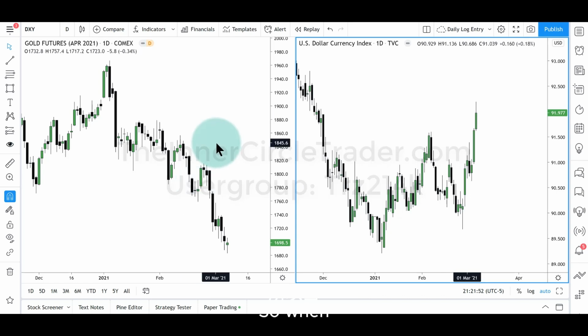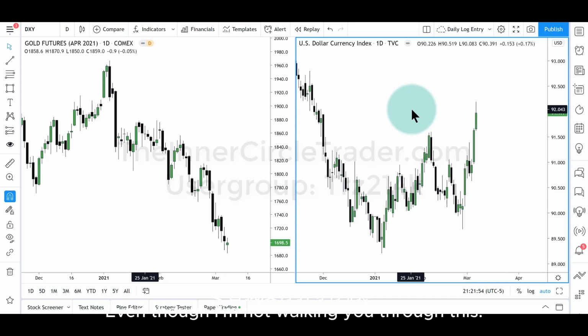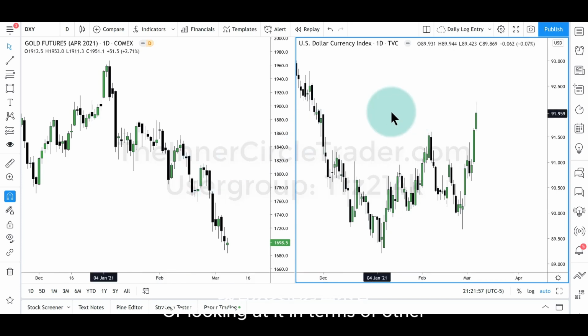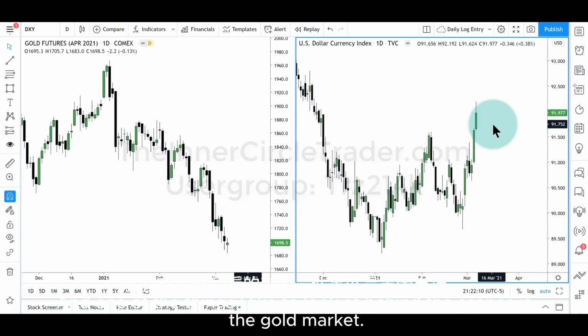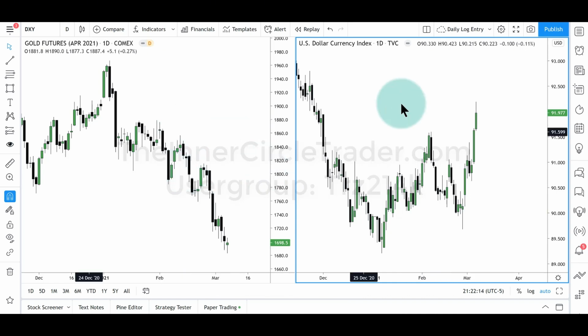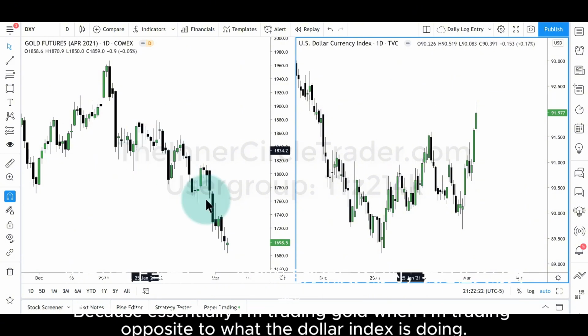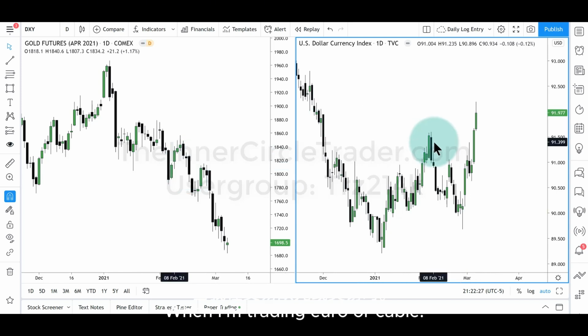Okay, so when I'm looking at dollar, even though I'm not walking you through this or looking at it in terms of other commodities that we'll talk about as we go throughout this year, the dollar doesn't always stand on its own with me. I have to look at other things that support it. And one of the things I like to look at behind the scenes is the gold market. And I don't trade gold a lot, but if there's an opportunity for it to be an event-driven move, then I will trade gold, because essentially I'm trading gold when I'm trading opposite to what the dollar index is doing when I'm trading euro or cable.